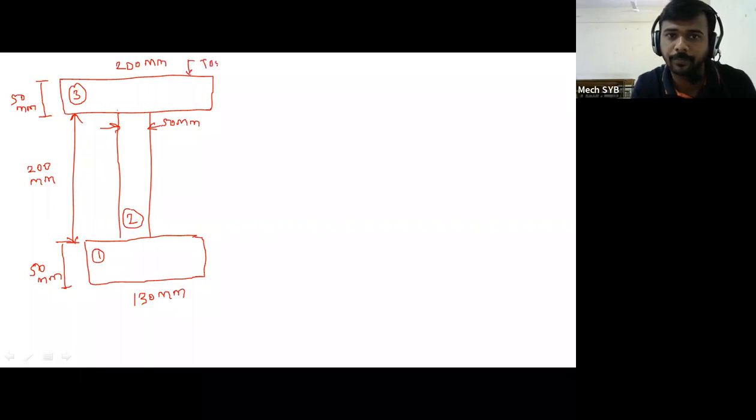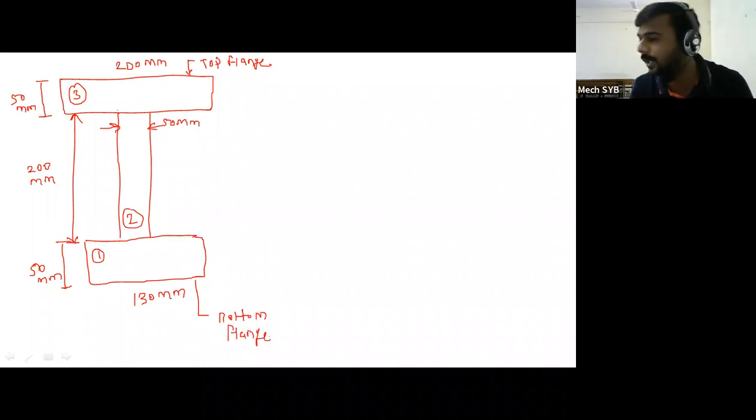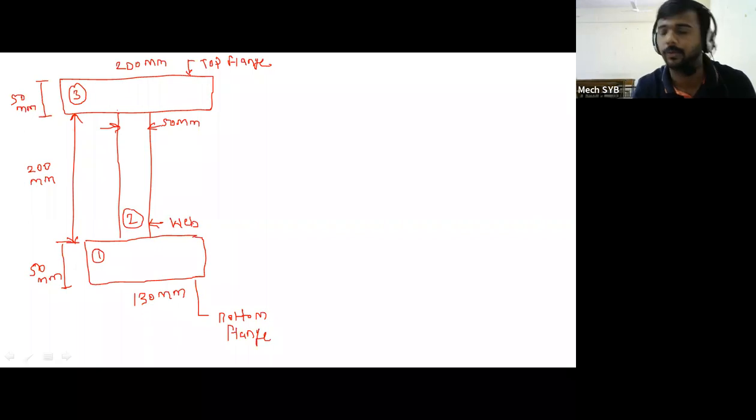So this is top flange. This is bottom flange, and this is your web. Are we able to represent the position of neutral axis? त्याचा न्यूट्रल ऍक्सिस आपण सेंटरला ड्रॉ करू शकतो का?